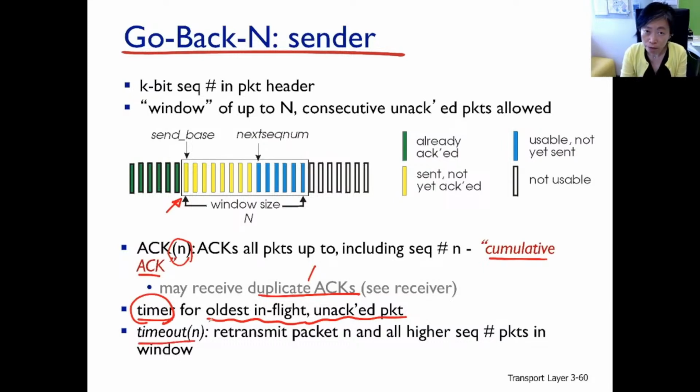If it's a bit unfortunate and we do have packet loss such that the timer times out, then we retransmit the entire flight of packets, starting from n all the way to the highest number that's not yet ACKed. That means starting from the send base all the way to the last of the yellow packets. So timeout indicates the entire flight of yellow packets will be retransmitted.